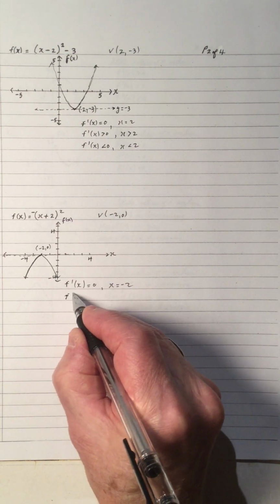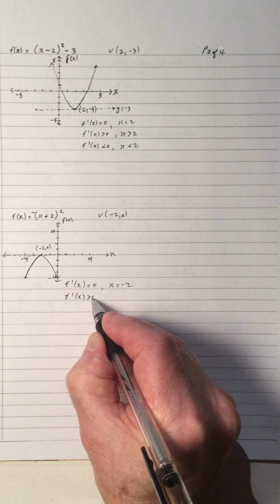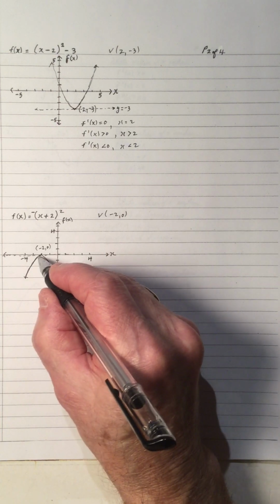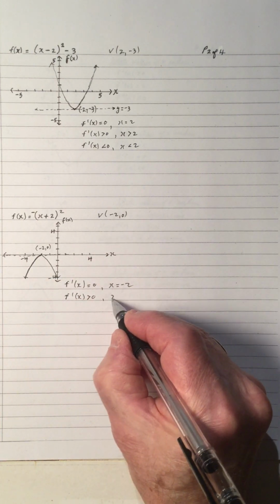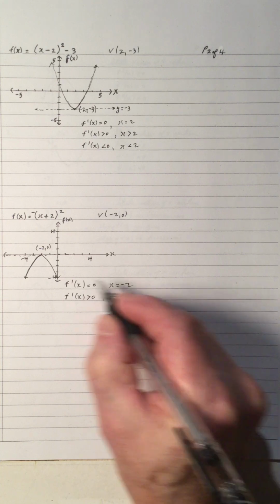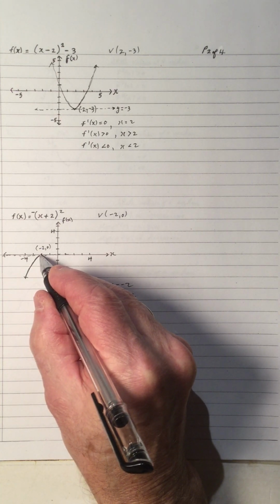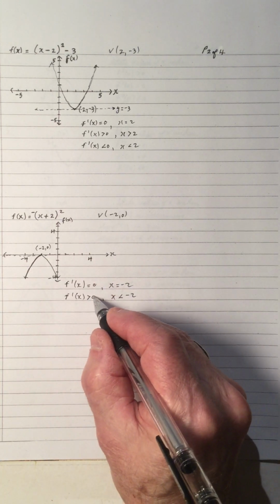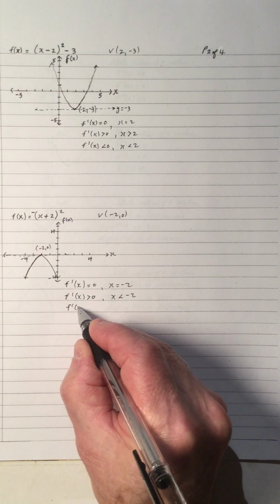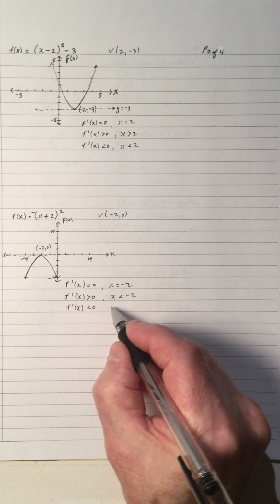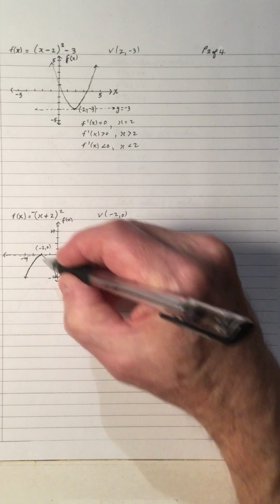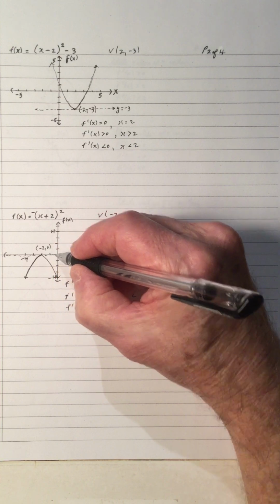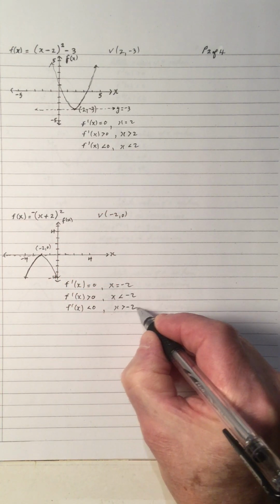Now, if we take the derivative and make it greater than 0, the derivative is positive. That's positive on this side. So that's when x is less than negative 2. So at negative 2, the slope of the tangent is 0. To the left, the slope of the tangent is positive, greater than 0. And the slope f prime of x is less than 0, and less than 0 is negative, and is negative here. So that's on the right side. So that's when x is greater than negative 2.